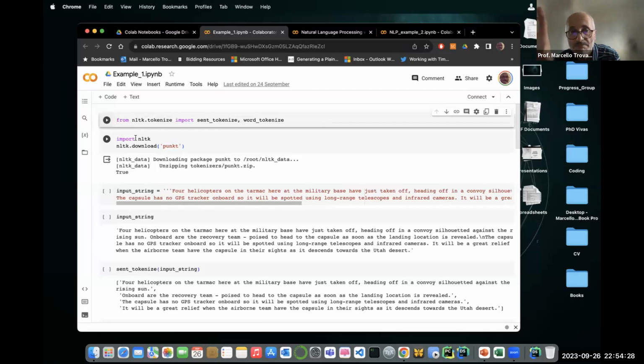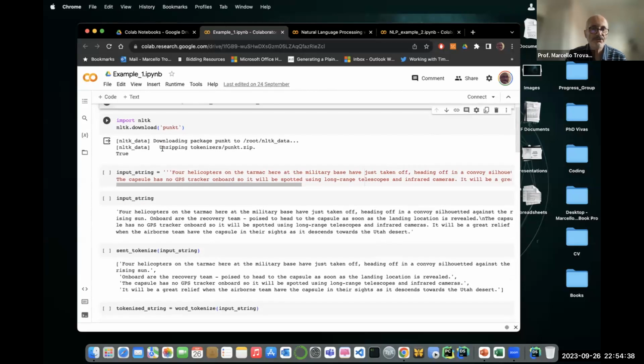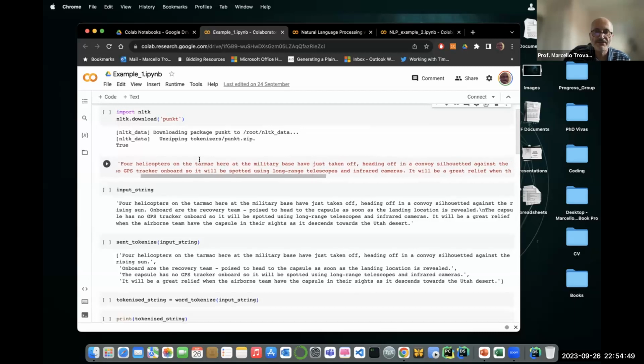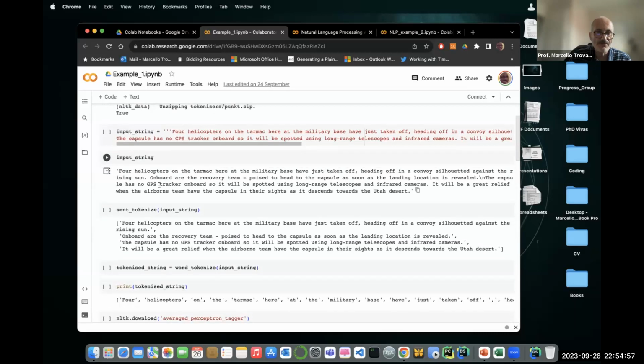One of the most basic and most widely used libraries in Python for natural language processing is called NLTK. It stands for Natural Language Toolkit. So we need to download all the different models. And so I suppose we have an input string that is a copy and paste from some BBC News article, and so we have a string, and that is in the computer now. All this is a string, so just a sequence of characters.